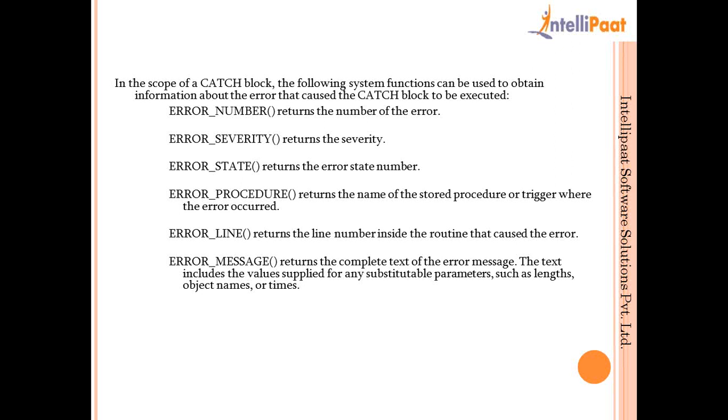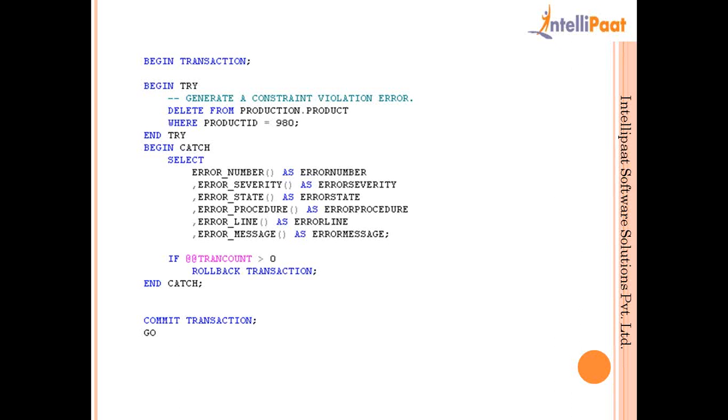Then you have ERROR_PROCEDURE, which returns the name of the stored procedure or the trigger where the error occurred, right? ERROR_LINE will tell you in which line the error occurred. And then ERROR_MESSAGE, basically the message about the error, what you got as an error.